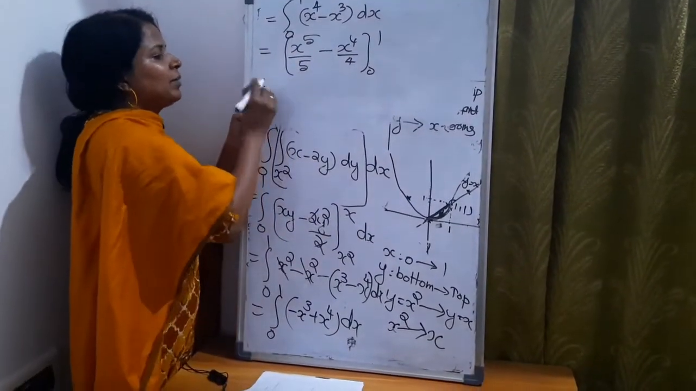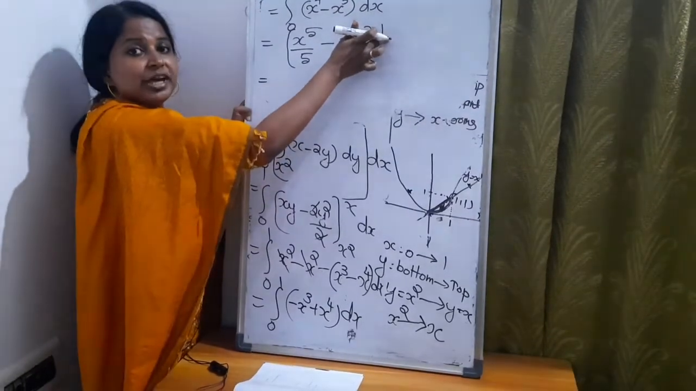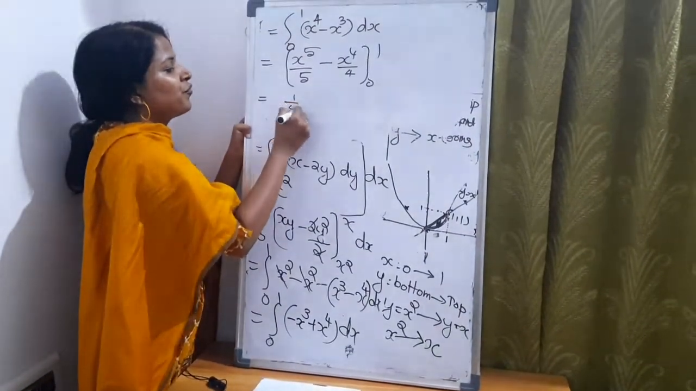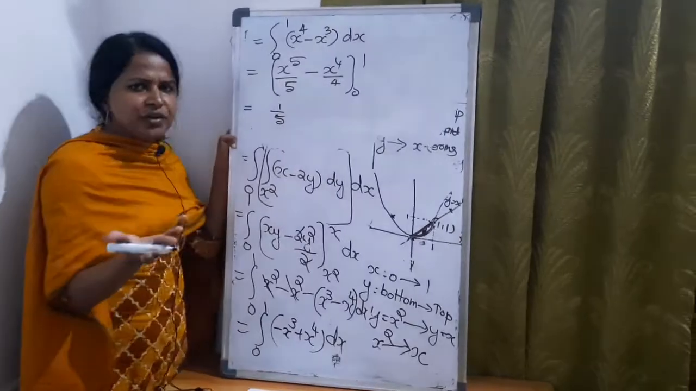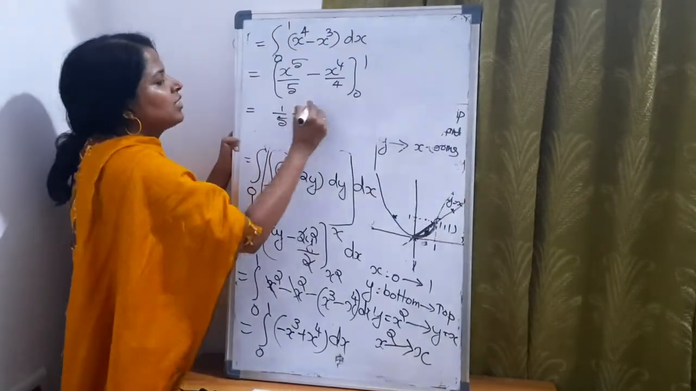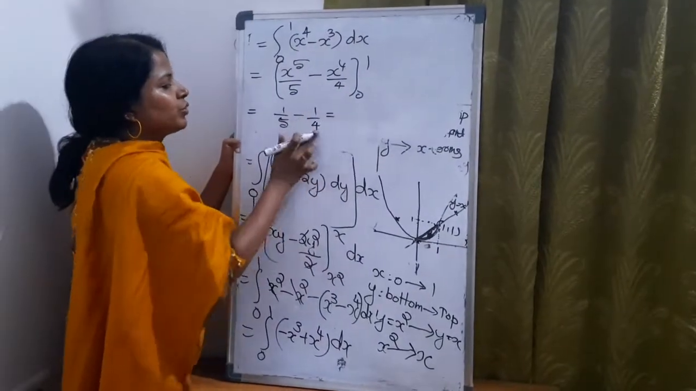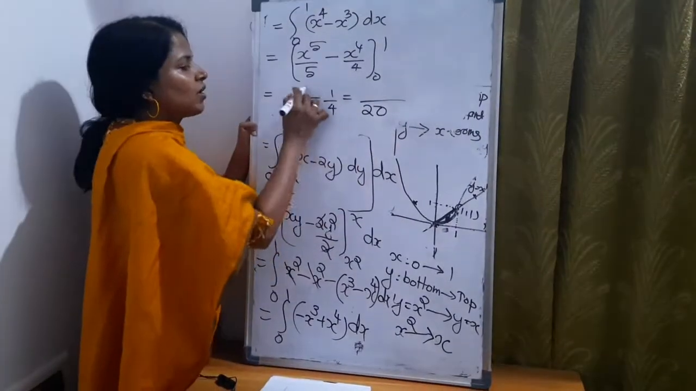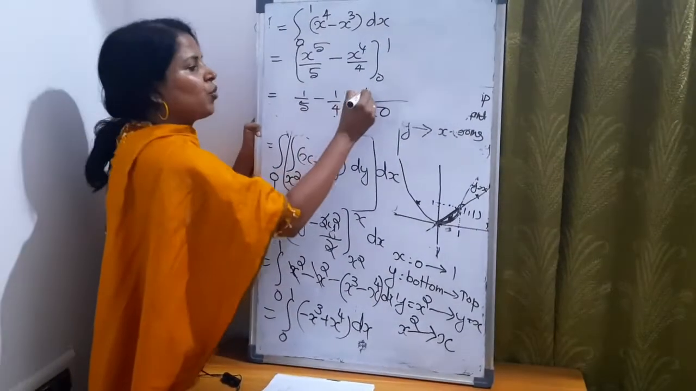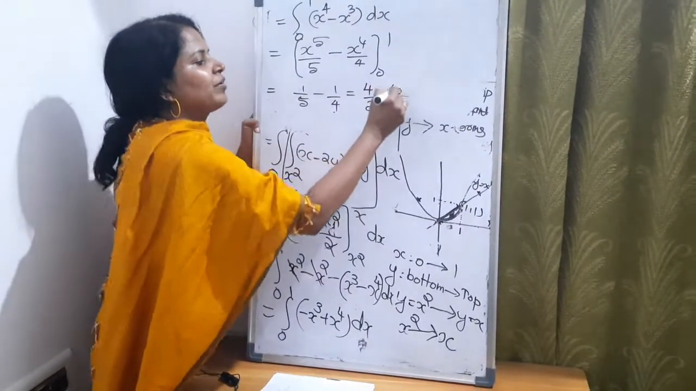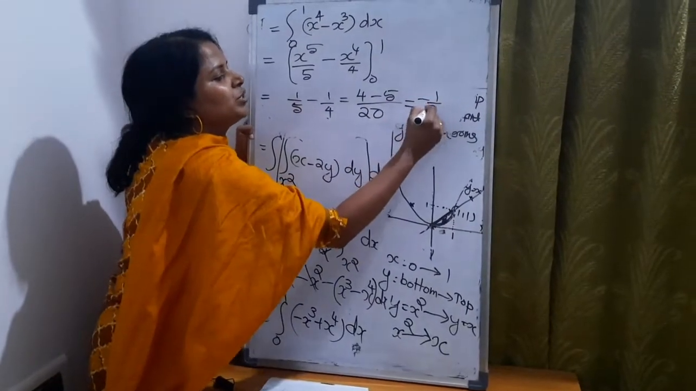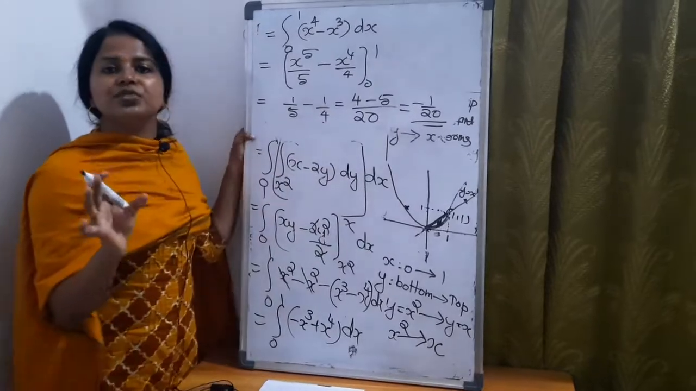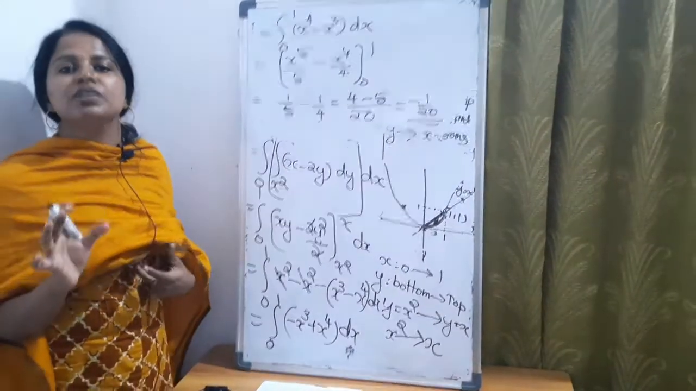First we put the upper limit. What is the upper limit? Put x equal to 1. That is 1 by 5, since 1 raised to 5 is 1. So 1 by 5 minus 1 by 4. The denominator is 5 into 4, 20. The numerator is cross multiplication: 1 into 4 is 4, minus 1 into 5, 5. That is minus 1 by 20. This is the value of the RHS: minus 1 by 20.